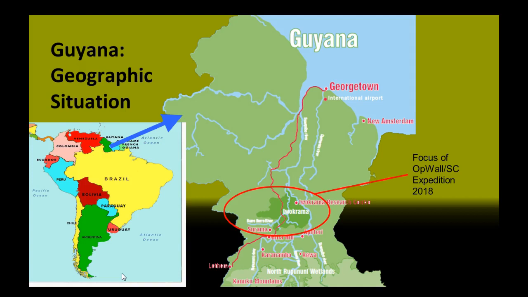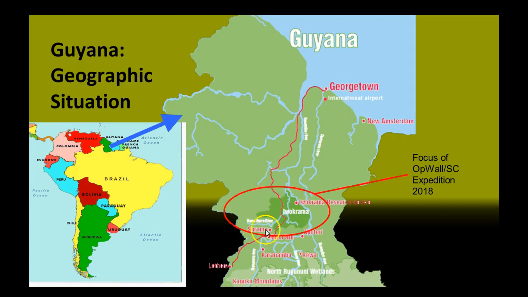And so, of course, we start off with the map of South America, which you're all familiar with at this point, the general location of Guyana. And then you can see zoomed in most of the country of Guyana, including Georgetown and the international airport. This is actually an Opwall map.